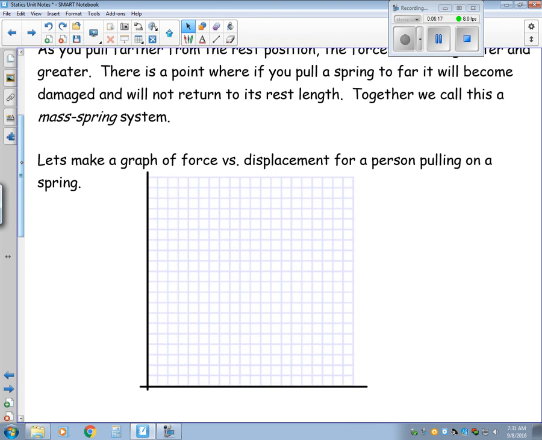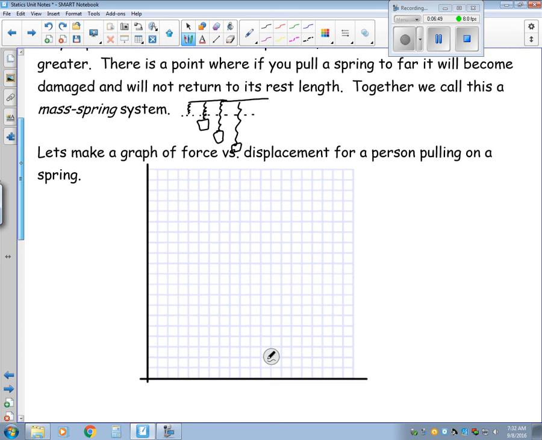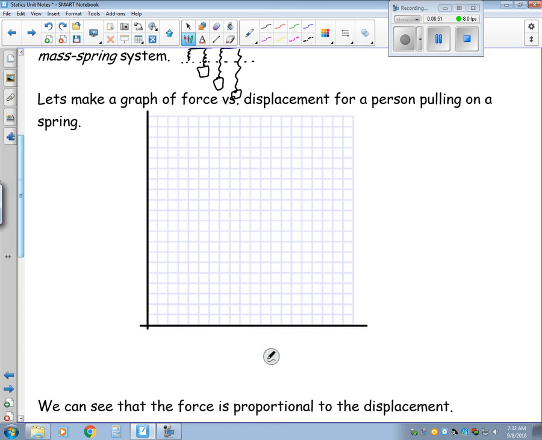So what I can do is set up an apparatus where I can put varying masses at the end of a spring, and I can measure its displacement, referenced back to its rest position. So I want to make a graph of the force versus displacement, where displacement is final position minus initial position. And the initial position will be the rest length of the spring.